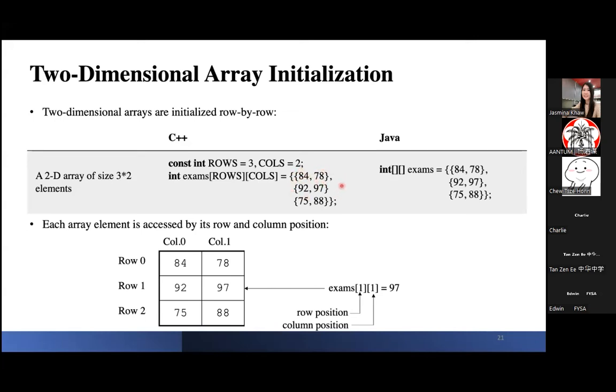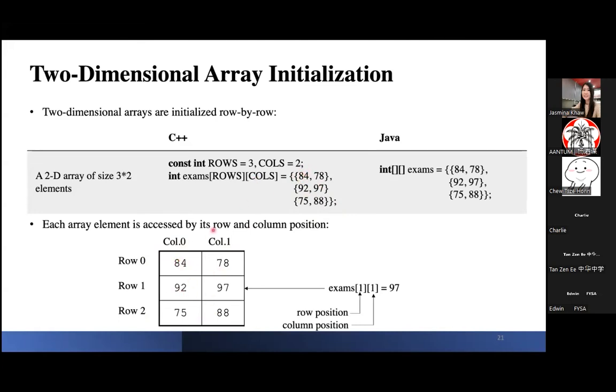And then the second set of values, we separate it with a comma. And then we have 92 and 97. So this is the second row. And then we have the column of 2. And we have the third row values. So when stored inside the array, you can draw a table here. So this is the index number of 0 for the column and 1 for the column. For row, we have 0, 1, 2.